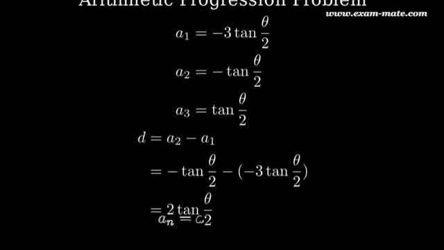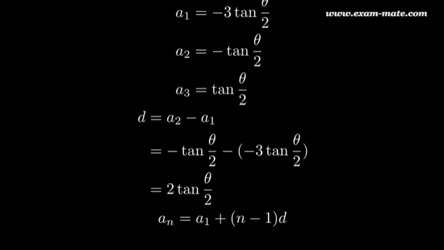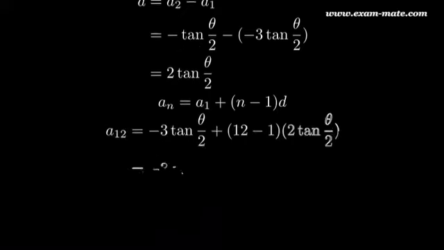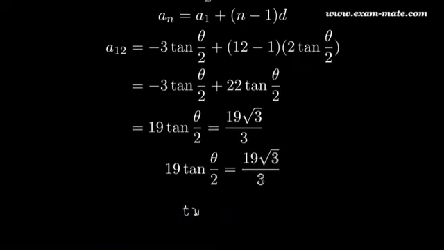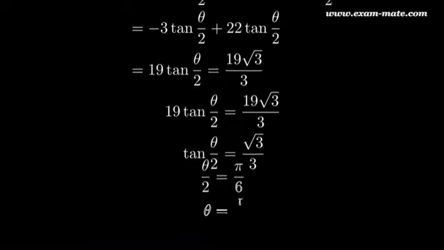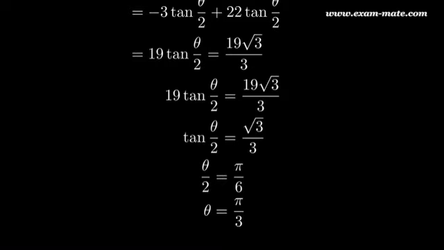Using the arithmetic sequence formula, a sub n equals a 1 plus n minus 1 times d. We can substitute n equals 12. Let's solve for theta. From our equation, 19 tan theta over 2 equals 19 root 3 over 3. Simplifying, we get that tan theta over 2 equals root 3 over 3. Taking the inverse tangent of both sides, theta over 2 equals pi over 6, therefore theta equals pi over 3.